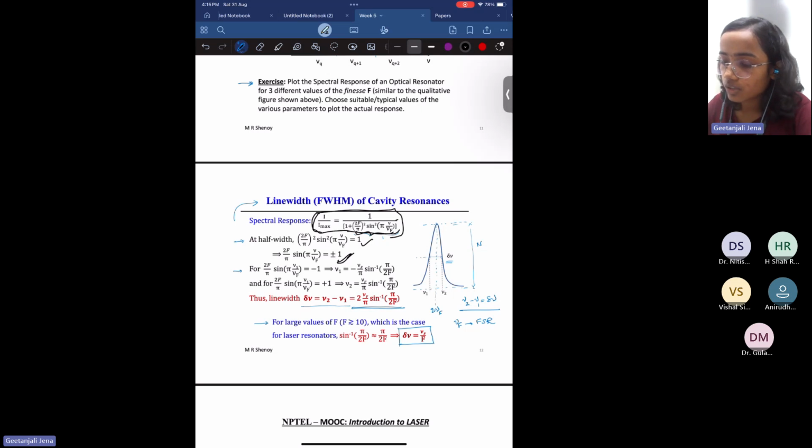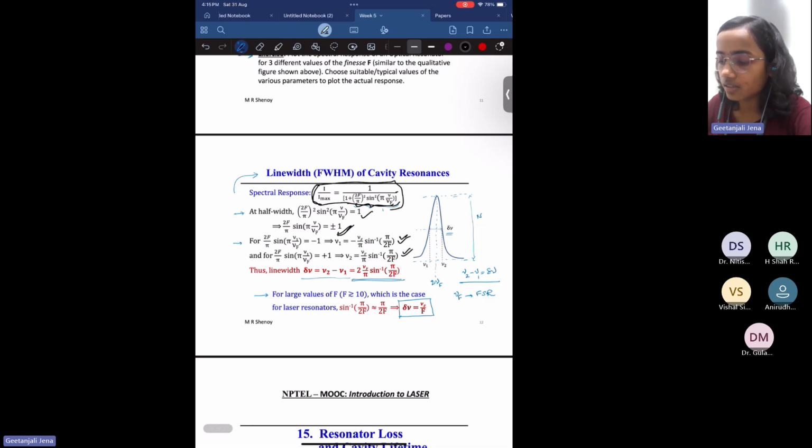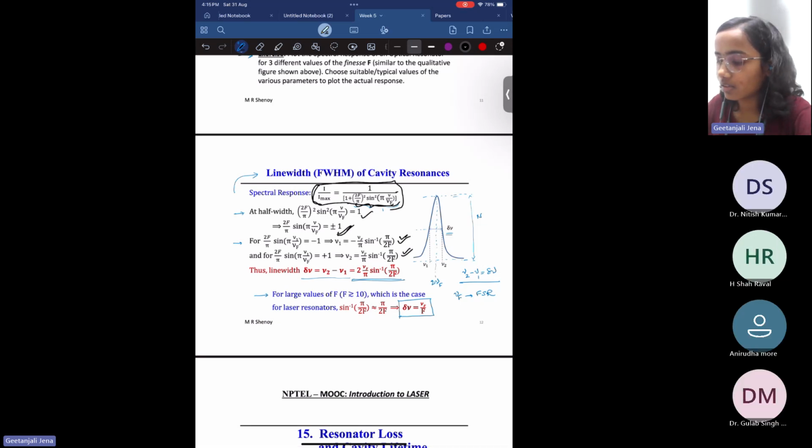For minus 1, you have nu 1 as nu minus nu F by pi sin inverse pi by 2F. And for plus 1, nu 2 is given by nu F by pi sin inverse pi by 2F. F is the fineness of the cavity and nu F is the free spectral range, the separation between the cavity resonance frequencies. The line width is the difference between nu 2 and nu 1. If you take the difference, it will be 2 nu F by pi sin inverse pi by 2F.